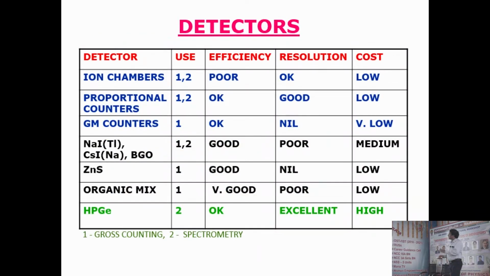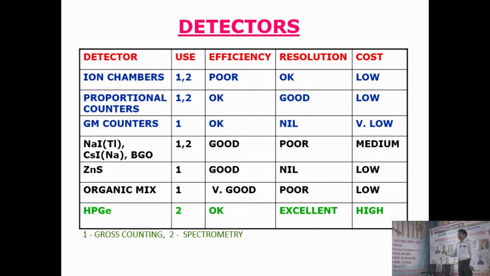And there are other detectors like ion chambers and proportional counters; you learned all this yesterday. If you use ion chambers, efficiency-wise they are poor, but resolution is okay, and cost-wise they are low. This is very good for us. If you want to measure something like alpha or any charged particles, we can go for ion chambers. Then there are proportional counters, where the efficiency is okay, the resolution is good, and cost-wise it is also low.